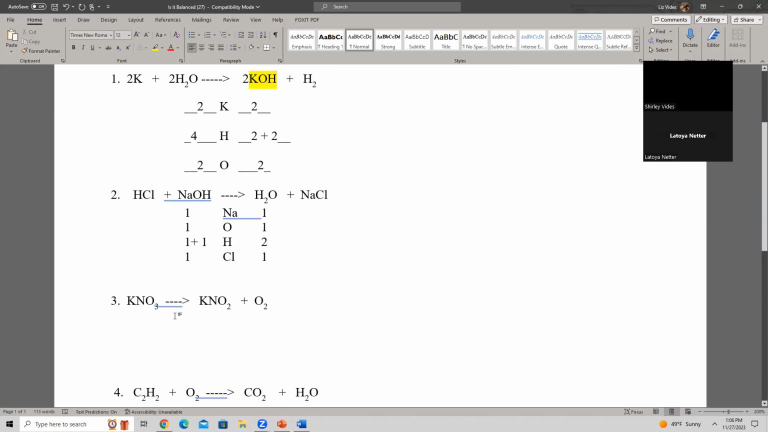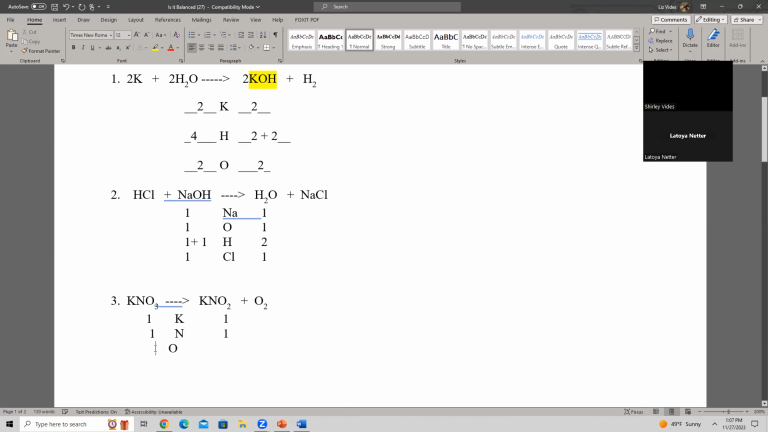Let's take the inventory again. I don't like it, but this is what we're doing. So potassium first, then we have nitrogen, then we have oxygen. On this side, we have 1 potassium, and on this side, we also have 1 potassium. On this side, we have 1 nitrogen, and on this side, we also have 1 nitrogen.